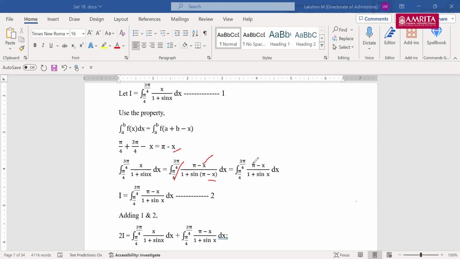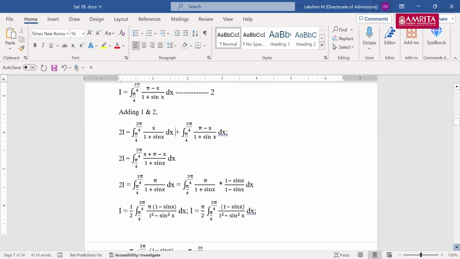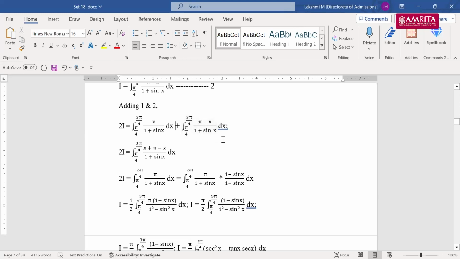So this is the simplified term I got. So there are two terms here. So 1 by 1 plus sin x is common in both of them. And you could see the limits here. Integral of pi by 4 to 3 pi by 4, x by 1 plus sin x dx. That's the first term. And the second one is integral of pi by 4 to 3 pi by 4, pi minus x by 1 plus sin x.